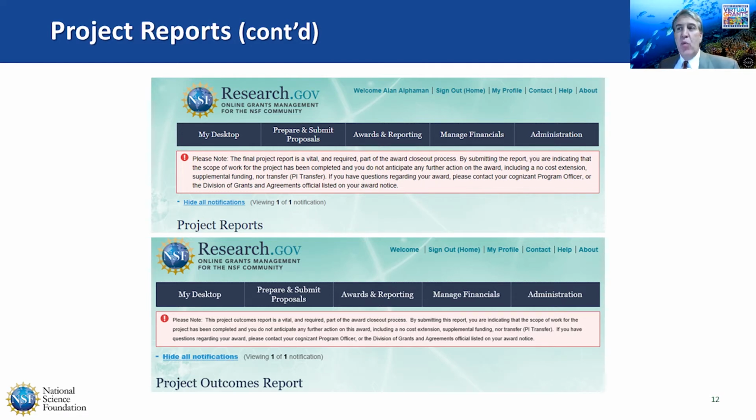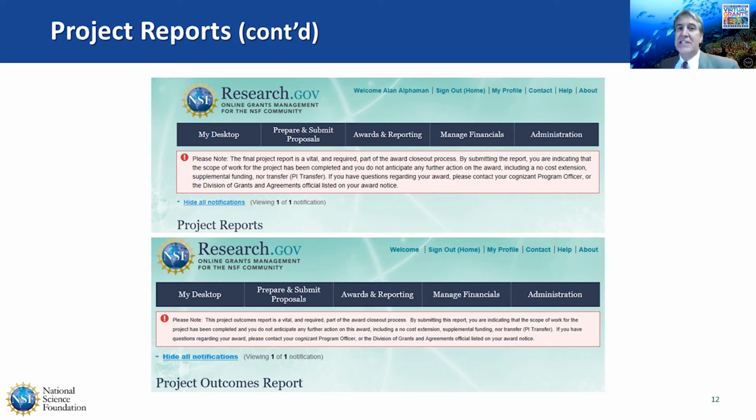Basically, these are the warning banner messages that appear in research.gov for the final project report as well as for that POR. Again, this is repeating that same language from the PAP guide. And again, it is that warning that says, more or less, don't submit this report if you're planning to do something or if you have not completed the project. You really should be, as a PI or a co-PI, in contact with your SRO and making determinations about whether or not you need a no-cost extension or how much money is available on the award and what is left to be performed in terms of the scope.